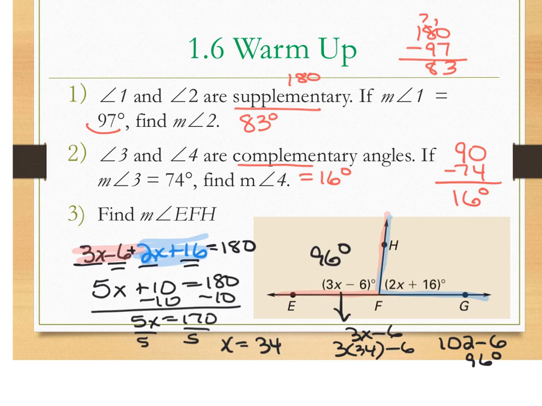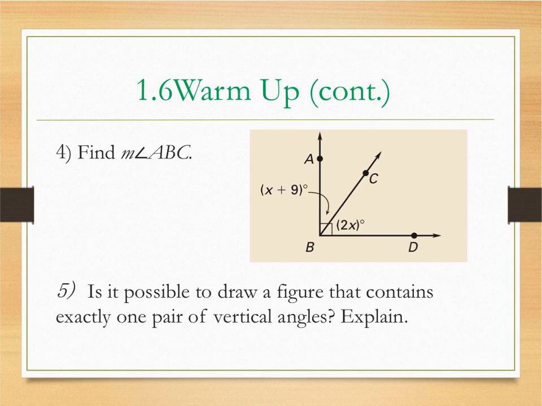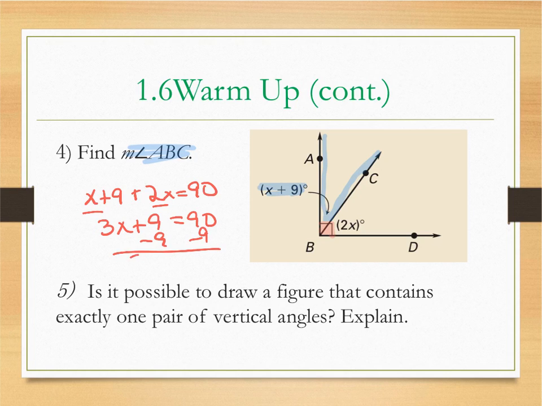Then the next page, this time they want me to find the measure of ABC. So ABC is right here, and it's the x plus 9. Notice I've got the little red square here indicating that these two angles are complementary. So I'm going to add x plus 9 plus 2x and set it equal to 90 degrees. Combine your like terms. Subtract 9. 3x equals 81. Divide by 3, and x equals 27.